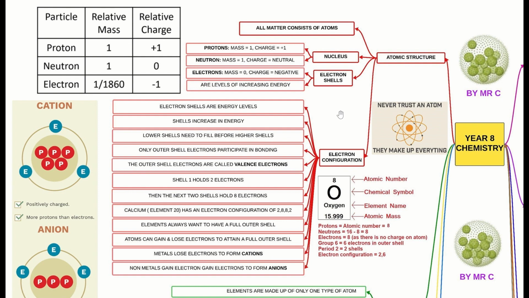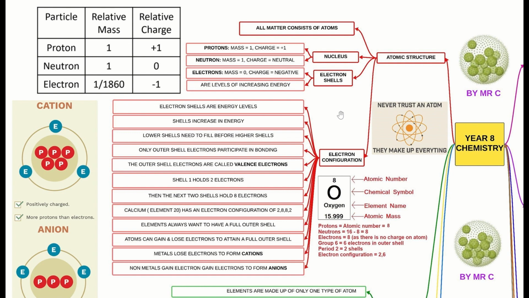Next, we move into the idea of the configuration of the electrons. Electron shells are energy levels and they increase in energy. The lower shells need to be filled before the higher shells, and only the outer shell electrons participate in bonding. The outer shell electrons are called valence electrons.